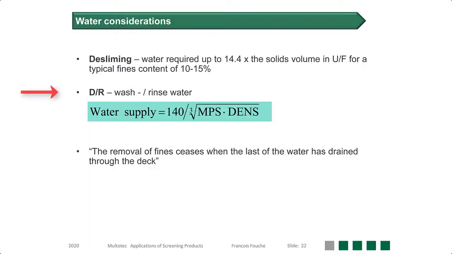Now, I know that most OEMs regard this as conservative, and it's really not realistic for mines that operate in arid regions, and some of them reduce the spec to 10 times. As far as the drain and rinse screen is concerned, the water specification is highlighted in the blue formula. But let me end off by saying the removal of fines ceases when the last of the water has drained through the deck.